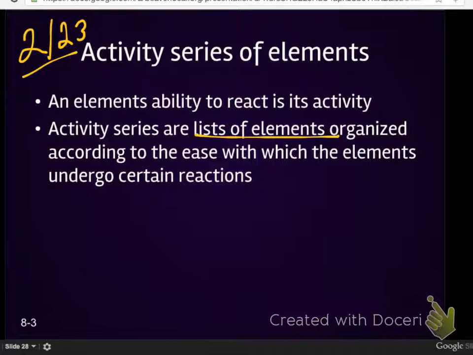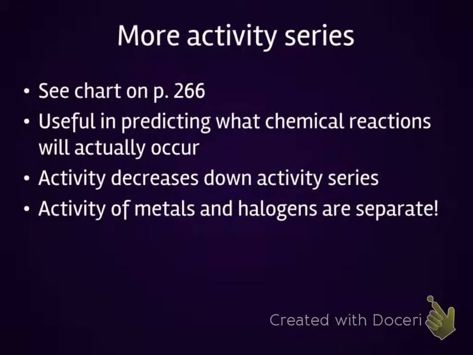So we're going to take a look at a real live activity series. It's on page 266. What we can do with an activity series is look at two things and say, will this reaction run or not? And you're going to have a whole sheet of practice for that today. As you look at that list, activity decreases down the list. So the most reactive things on the list are at the top. As you go down, the activity decreases.